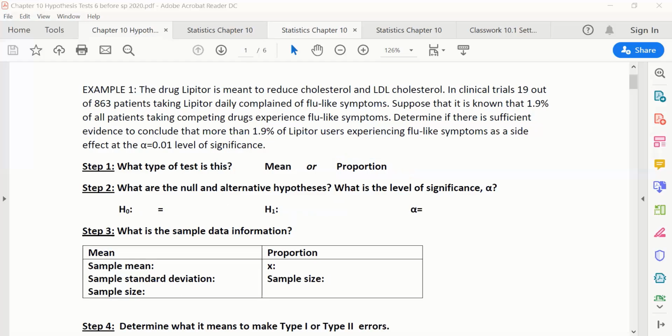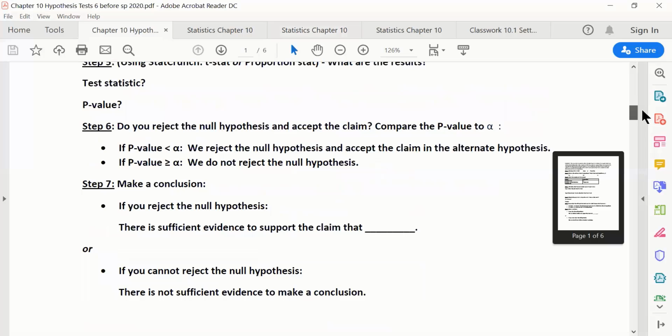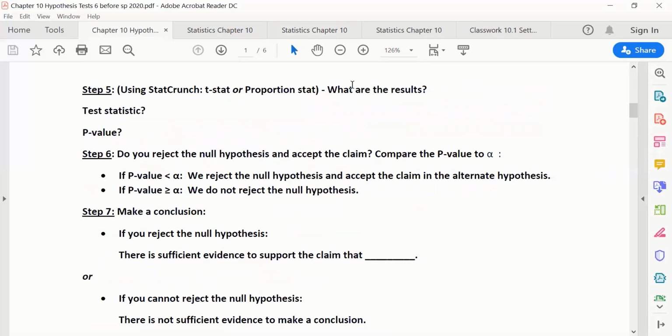Okay, let's go to the bottom part. Again, skip number 4, go to step 5. Now we have to use StatCrunch, either T-stat or proportion stats. We're going to be doing a proportion stat because it was about a proportion.